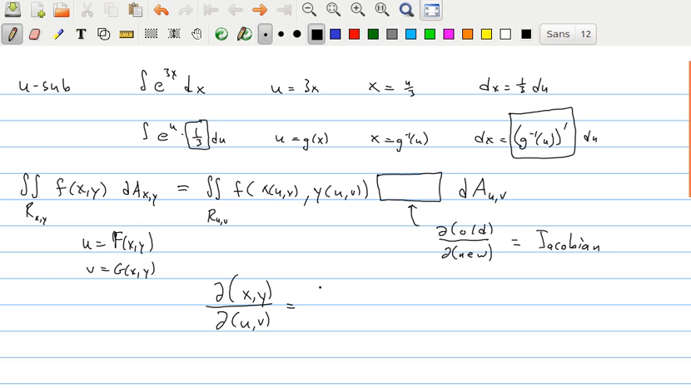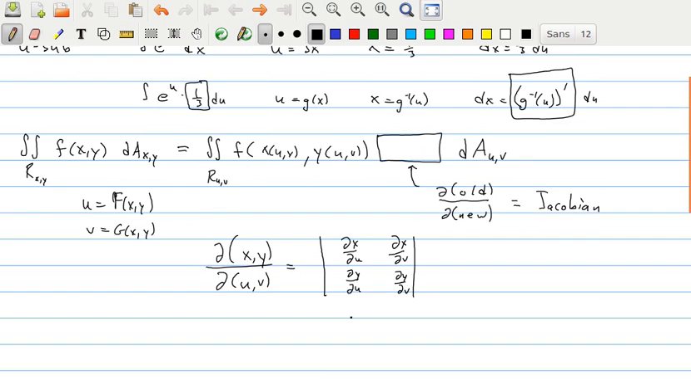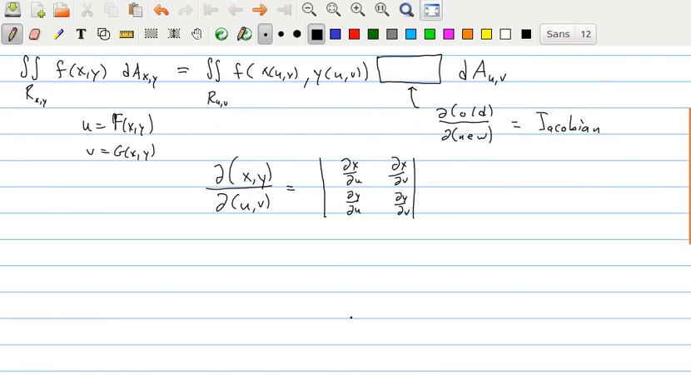And this gives us a matrix. This is the partial of x with respect to u, partial of x with respect to v. So the top row are the x partials, the bottom row are the y partials. And this is partial of y with respect to u and the partial of y with respect to v. Now u and v are just sort of placeholders in this. We may have other variables other than u and v that make more sense to plug in, but the theory behind this is the same.